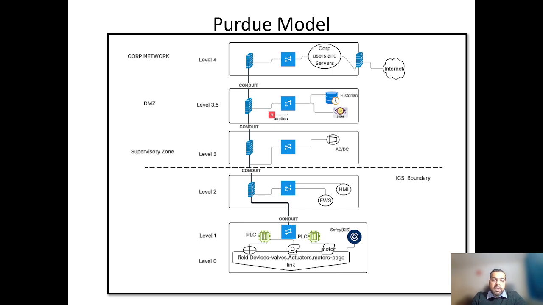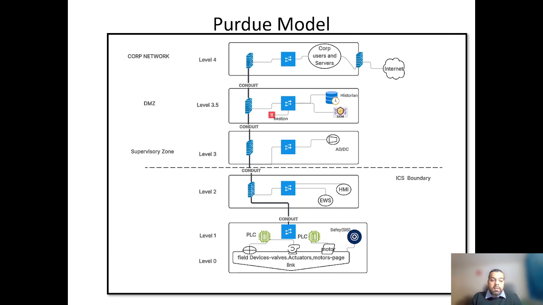Level 3 is basically the site operations zone or supervisory zone. That's more at the global level, where you have the SCADA servers, your data servers, your central controllers. Level 2 is again a local area supervisory control, where you have the HMIs, engineering workstations, and local supervisory systems. Level 1 is where you have all the industrial controllers like PLCs, and level 0 is the process level, where you have the sensors, actuators, and all the instruments that interact directly with the physical processes.